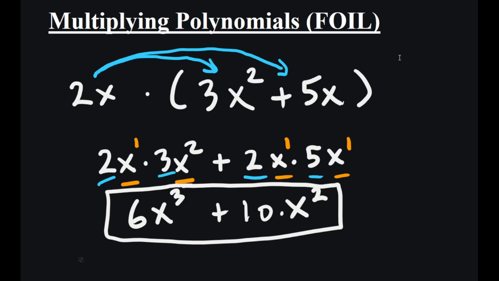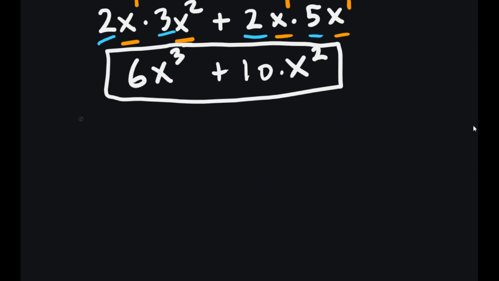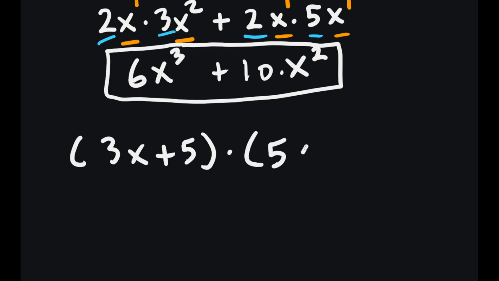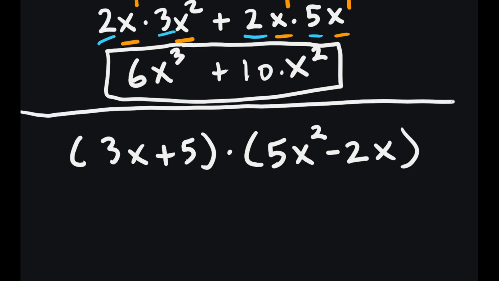But let's look at a more complicated problem. Let's say we had two binomials we wanted to multiply. So 3x plus 5 times 5x squared minus 2x. How exactly do we multiply these two polynomials, these two binomials?